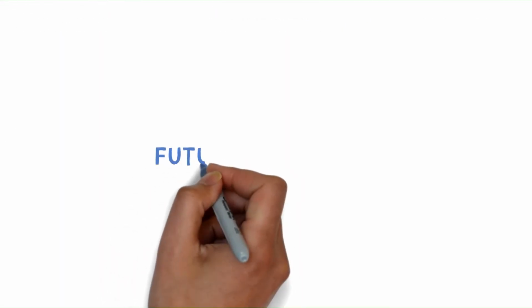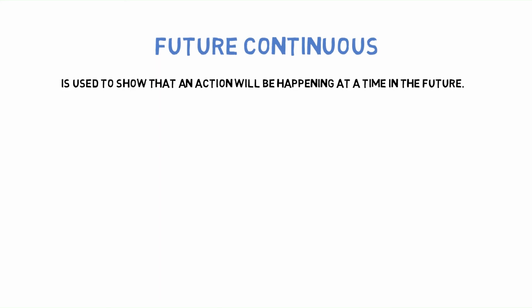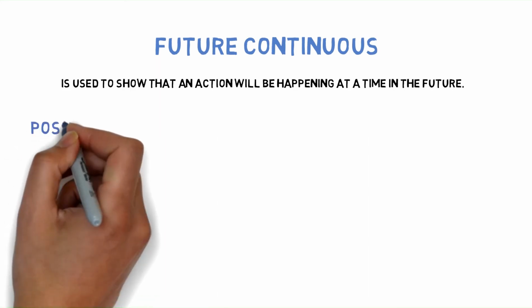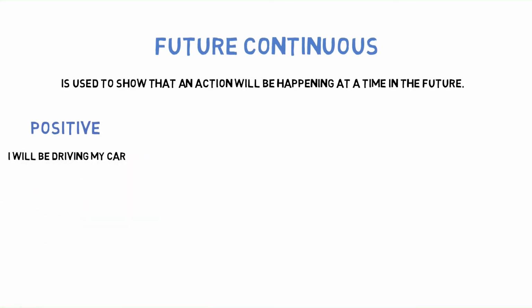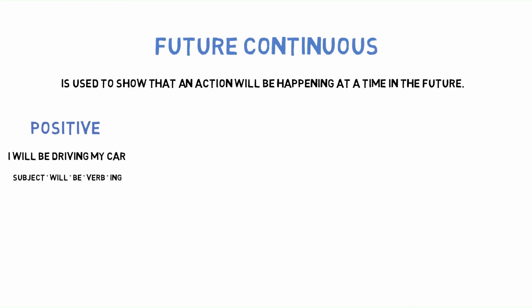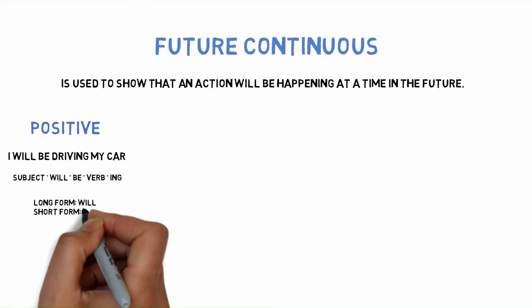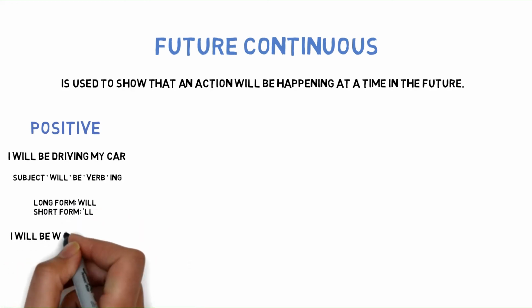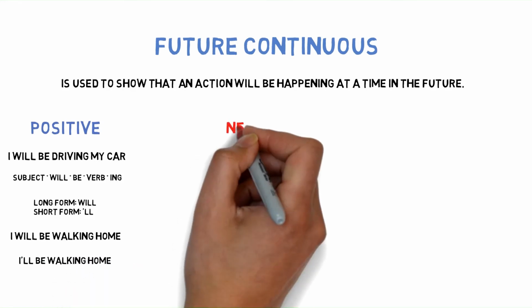For the future continuous, it is used to show that an action will be happening at a time in the future. معنى تنستعملو future continuous باش ندويو على شي حاجة اللي تتوقع في المستقبل وكانت مستمرة. For the positive form, we have I will be driving my car. Subject plus will plus be plus the verb plus ing. Of course, we have the short form, which is 'll instead of will. I will be walking home. Short form, I'll be walking home.